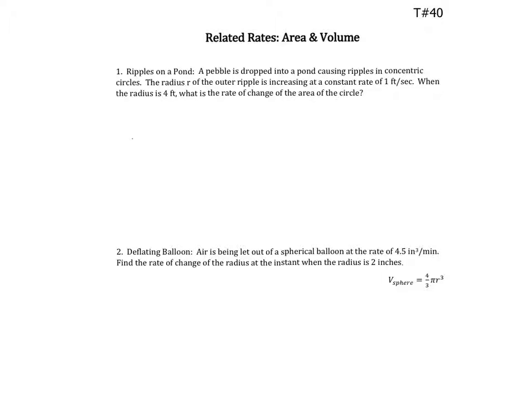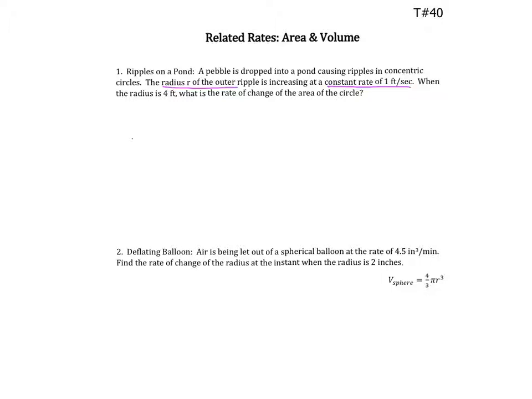A pebble is dropped into a pond, causing ripples in concentric circles. The radius r of the outer ripple is increasing at a constant rate of 1 foot per second. When the radius is 4 feet, what is the rate of change of the area of the circle? Okay, so there are some things that are true for every related rate problem. For one, there's a given constant rate. And notice it's talking about the radius of the circle.